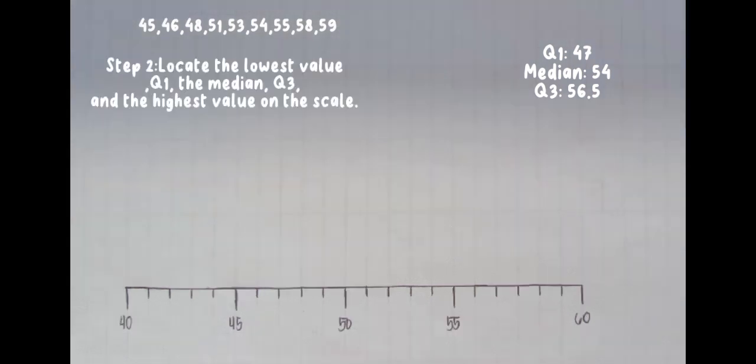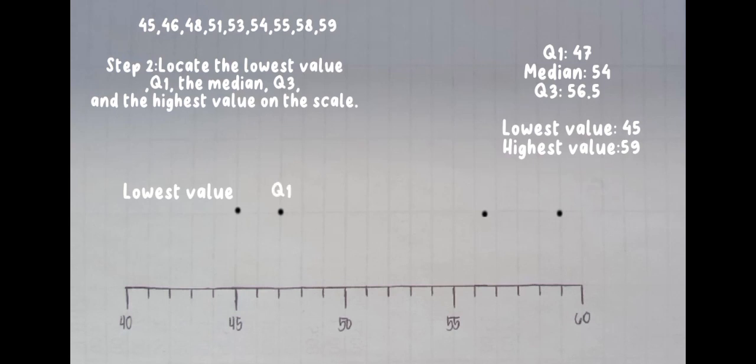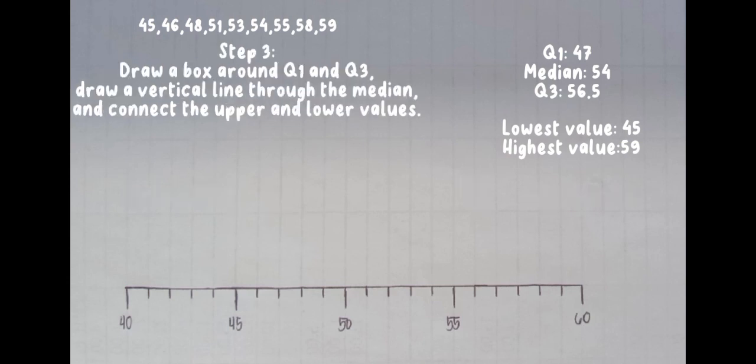Step 2. Locate the lowest value, the first quartile, the median, the third quartile, and the highest value on the scale. So here is the position of the lowest value, the first quartile, the second quartile, and the highest value on the scale. Step 3. Draw a box around first quartile and third quartile. Draw a vertical line through the median and connect the upper and the lower values.